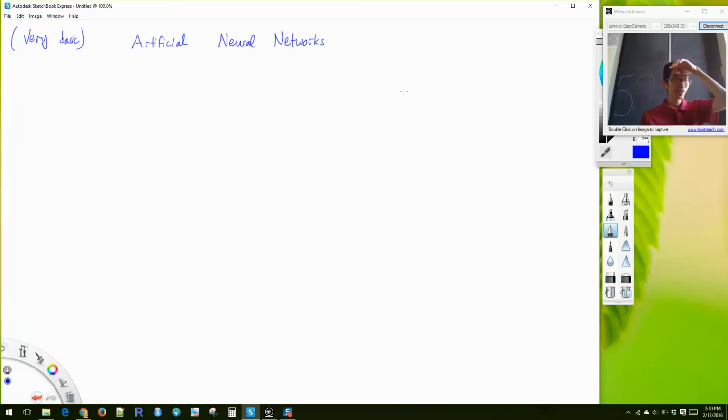Is it just a fancy term for, I don't know, neural networks? I don't know what else we call it.